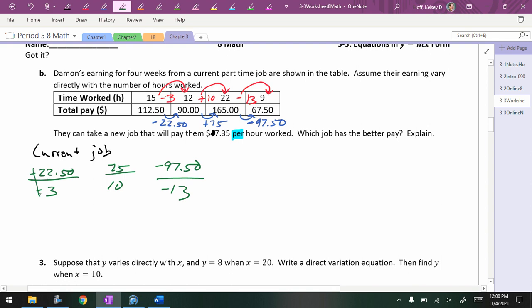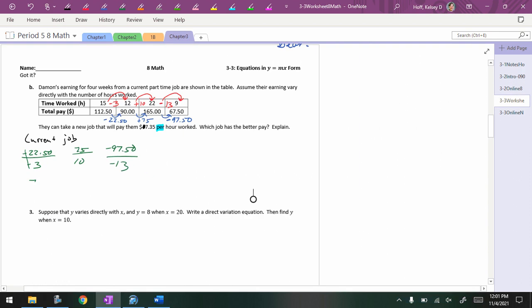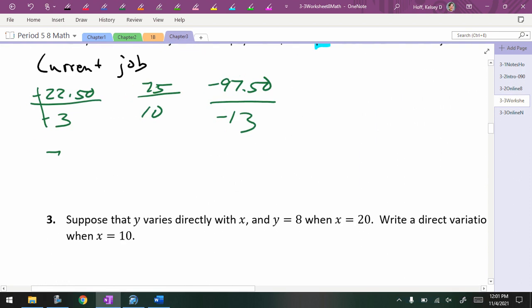Positive. What is 22.50 divided by 3? $7.50. So 7.50 over 1. Take 75 divided by 10. 7.50 over 1. On the last one, a negative divided by a negative is a positive. 97.50 divided by 13 is 7.50. That's a good thing they're all the same, agreed?